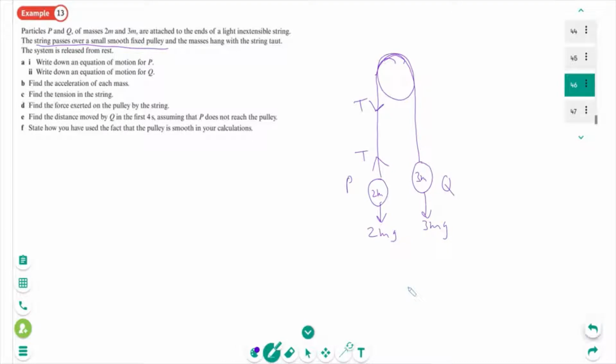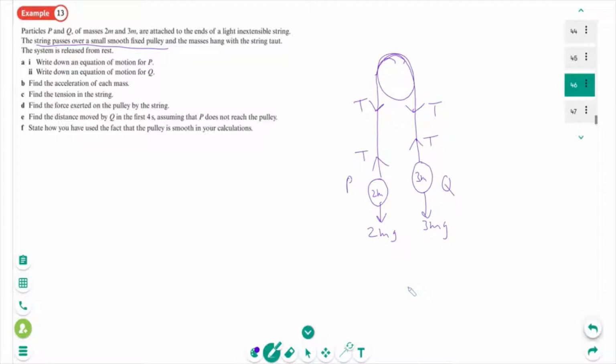Then you do the same thing with the 3m mass. The pulley is connected to the 3m mass, so the pulley is exerting a force on the 3m mass, and also the 3m mass Q is applying a force on the pulley. All these tensions are the same because we're told it's a smooth pulley. Because it's a smooth pulley, all the tensions throughout the string are going to be the same. Okay, so those are the forces.